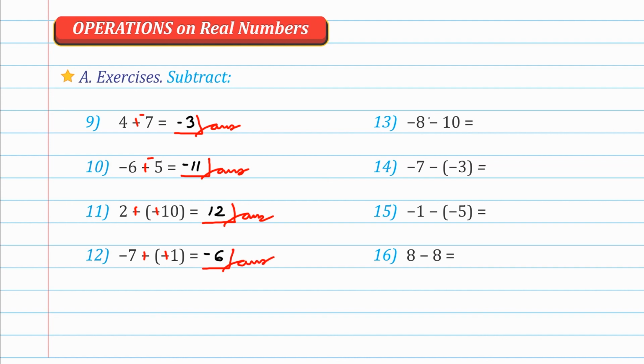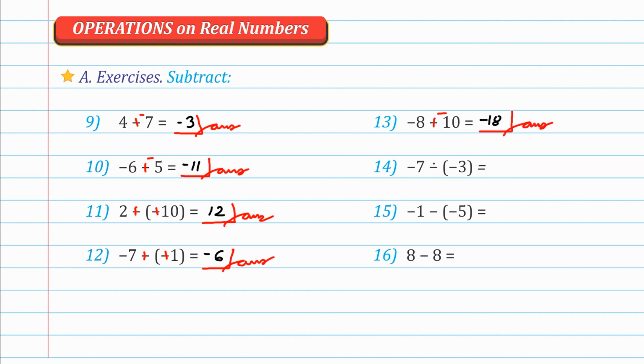Next, negative 8 minus 10. Convert minus to plus. Then opposite of 10 is negative 10. Their signs are the same, therefore you add their absolute values. 8 plus 10 is 18. And then copy the common sign, negative. Parehong negative, ang sagot negative din. Therefore, the answer is negative 18.